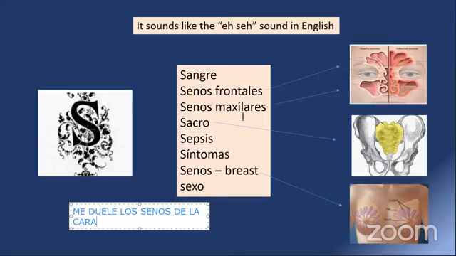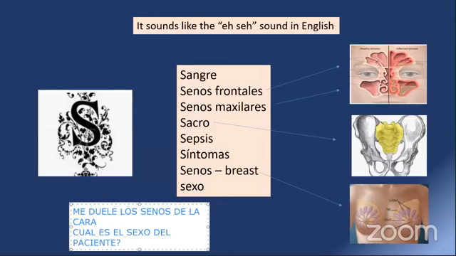Okay. Sacro, what is sacro? You need a sacrum x-ray. It is this bone here. But sepsis, you say the same, sepsis. Síntomas, signs and symptoms. Síntomas means symptoms. We talked about senos, breast. And what is the sex of the patient? ¿Cuál es el sexo del paciente? What is the sex of the patient? ¿Cuál es el sexo del paciente?